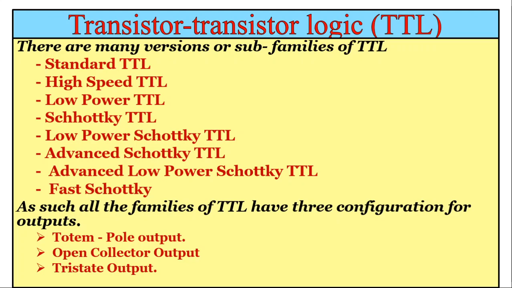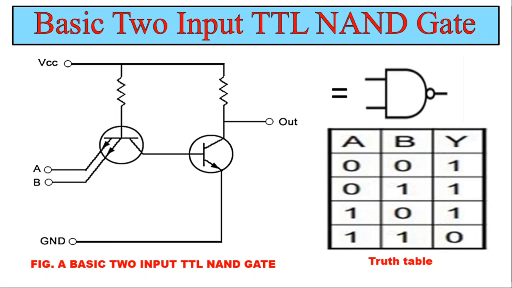As such, all the families of TTL have three configurations for outputs. One is totem pole output, open collector output, and tri-state output. Let us now discuss the standard TTL NAND gate, that is the basic 2 input TTL NAND gate.